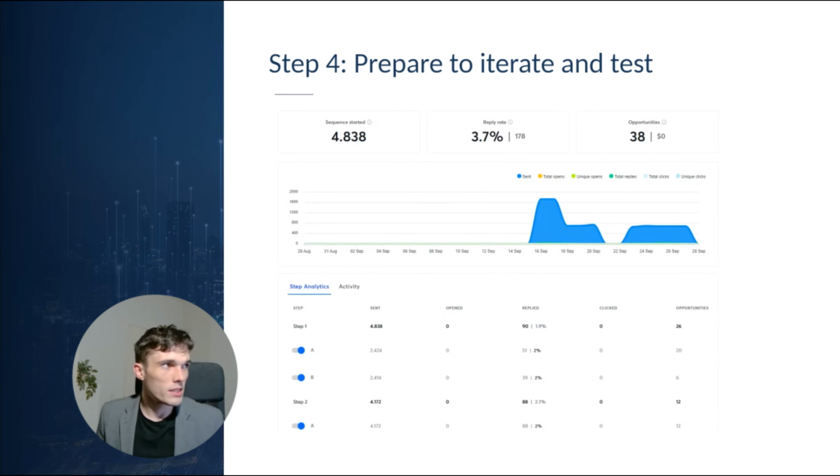Now, the next one is preparing to iterate and test. If we assume you have some basic level of product market fit within your company, right, there's some evidence to suggest that people actually have a tangible demand for your product, then you want to go ahead and find message market fit. Message market fit is essentially the correct way to frame and position your offer such that it actually garners the interest of your ICP. Because if that's not the case, obviously, it doesn't matter if you have product market fit.